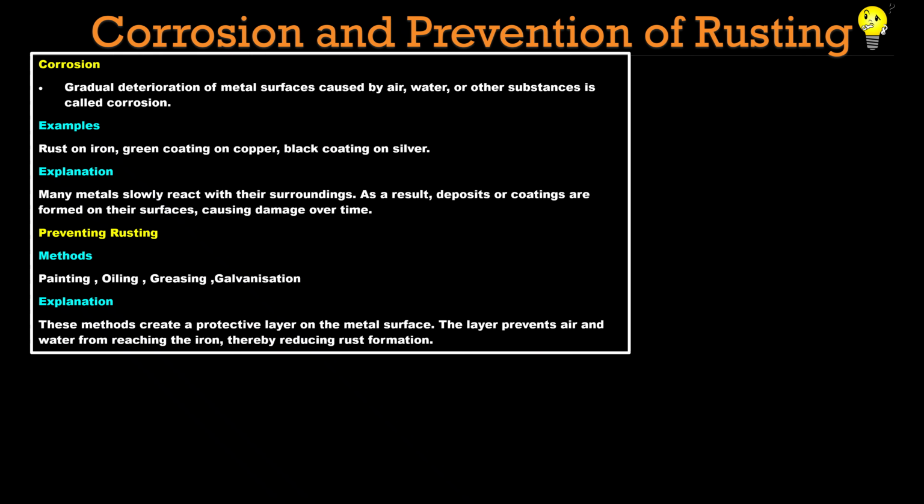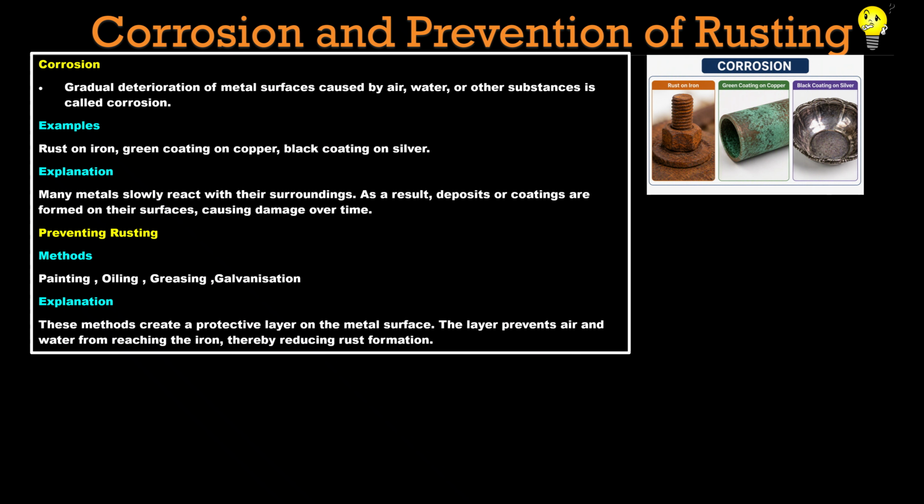We can observe corrosion in different metals. For example, iron develops rust, copper develops a green coating, and silver develops a black coating. Although these coatings may look different, all of them are examples of corrosion.